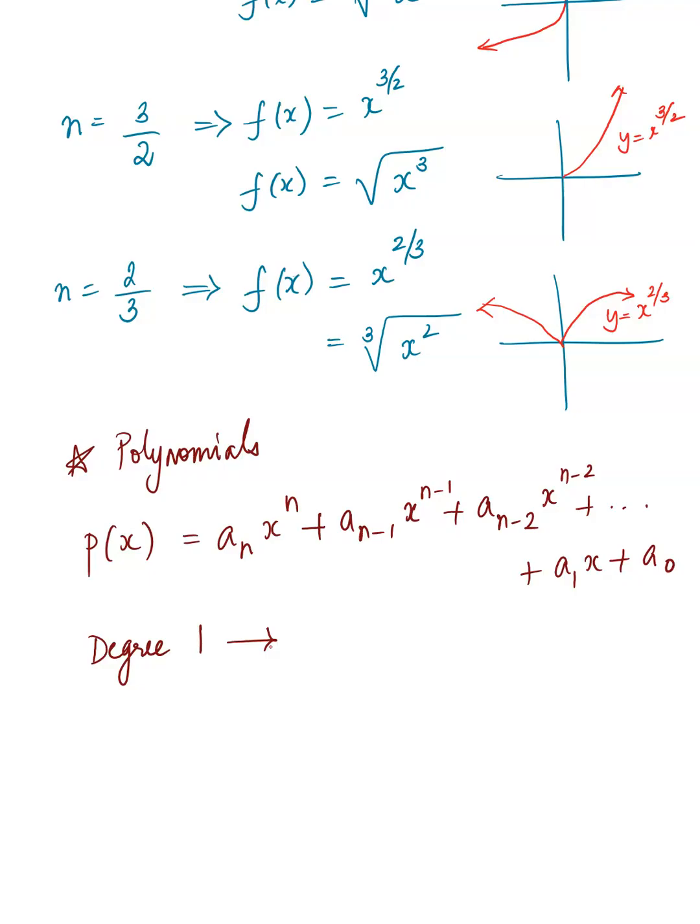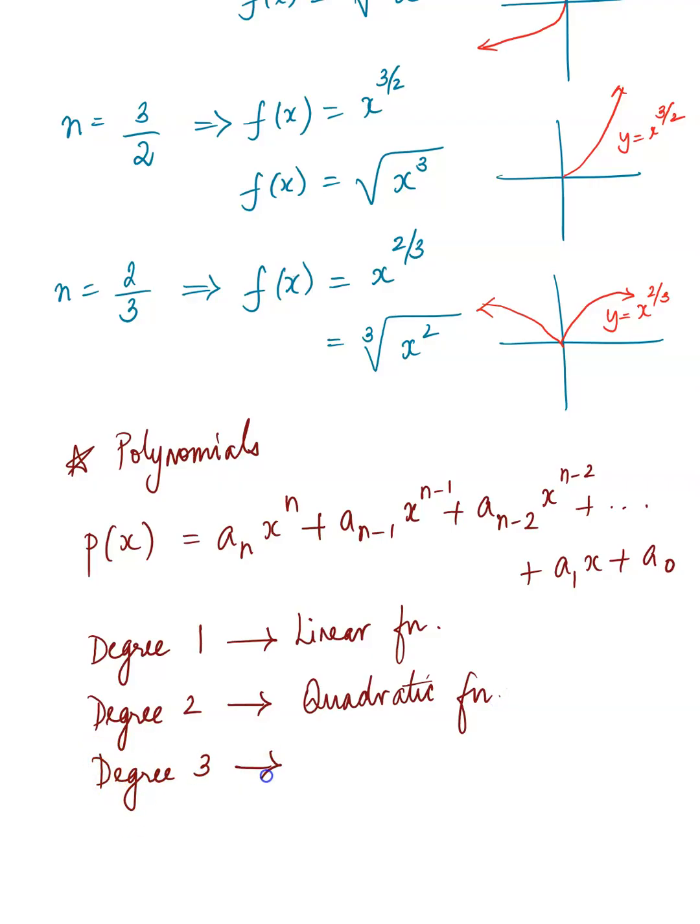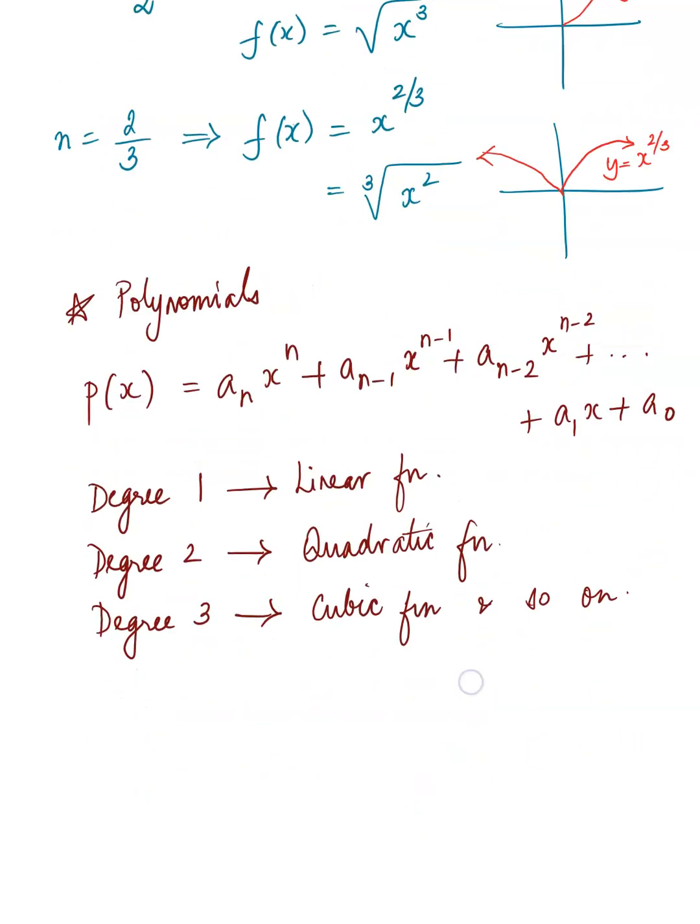So if the degree is 1, then you know it is a linear function. The polynomial becomes a linear function. If the degree is 2, the polynomial produces a quadratic, which is always a parabola. If the degree is 3, it produces a cubic function, and so on. Okay. So polynomial is kind of a very general version of all these functions. When you keep changing the degree, you produce specific functions, right?